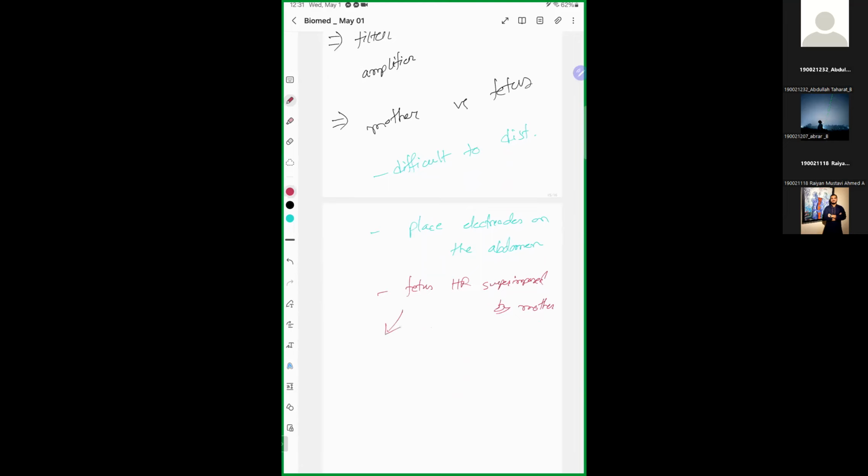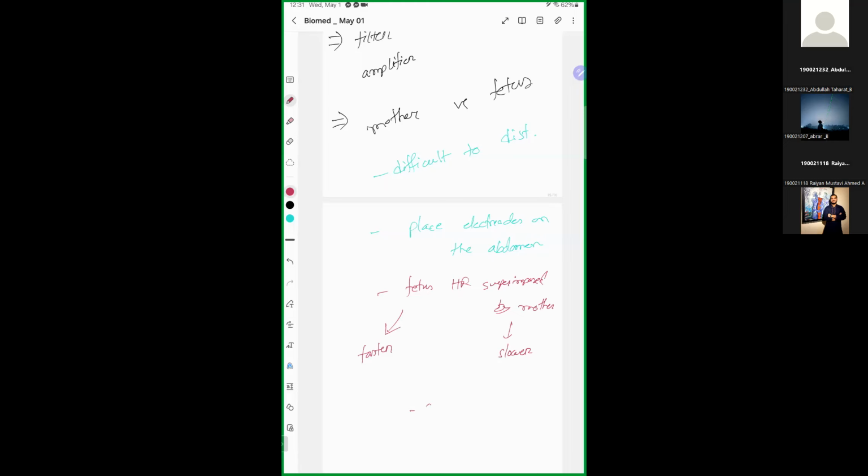See, the fetus's heart rate is usually a little bit faster. The mother's is usually a little bit slower. So the frequency at which it is occurring is different. So using frequency domain filtering, you can actually separate one portion from the other. Okay, that is one way.